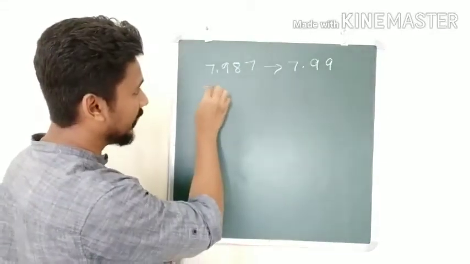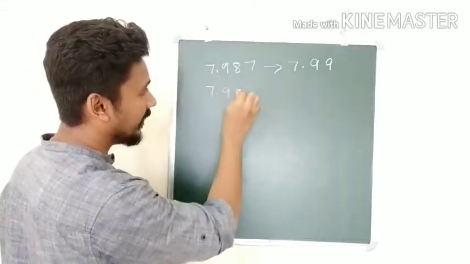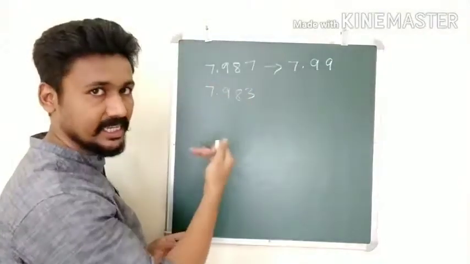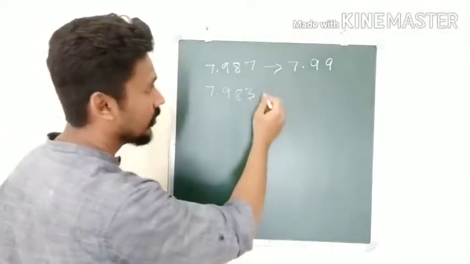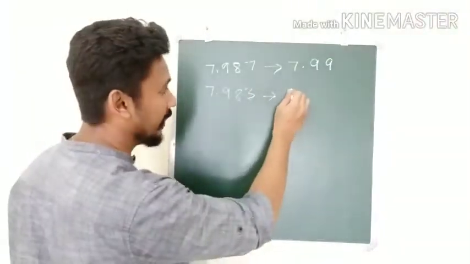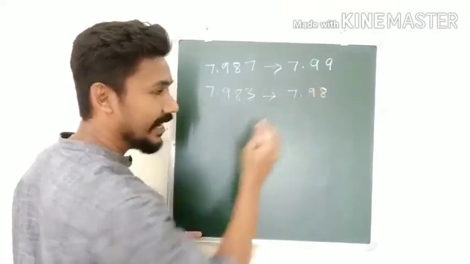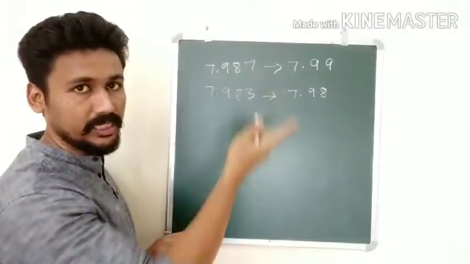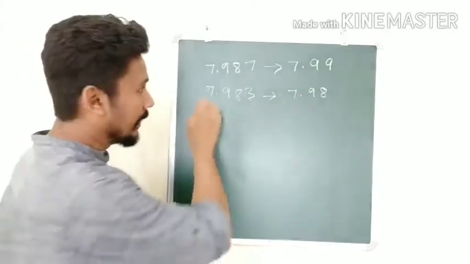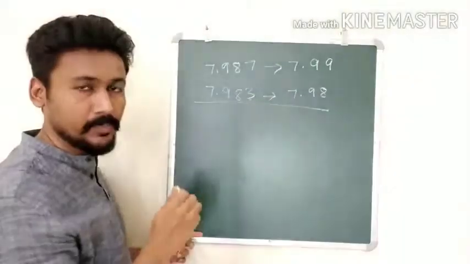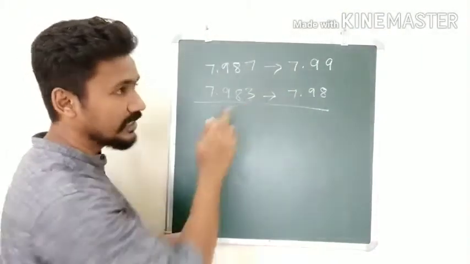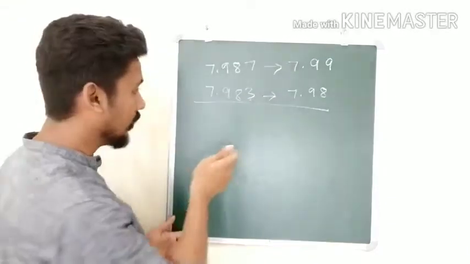Let us see if this had been 7.983. It is less than 5. I mean the 4th digit is less than 5. So after rounding off, this would become 7.98 only. Correct? In that case, it is not increased by 1. Okay. Now here I don't think there is a problem. Problem might arise if the 4th digit was 5. Okay. So let us see.